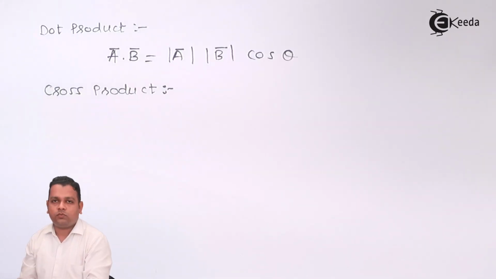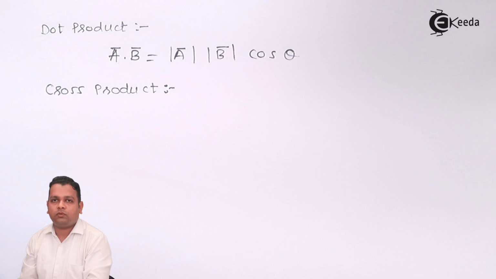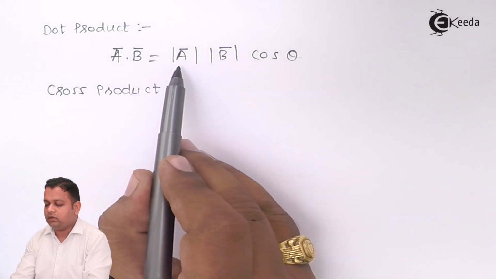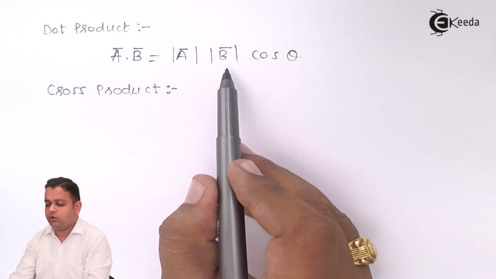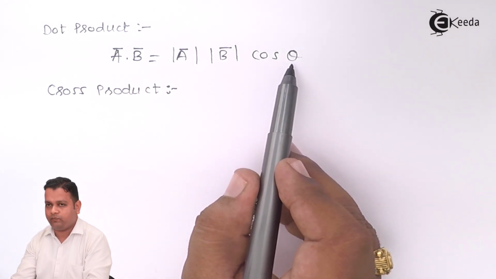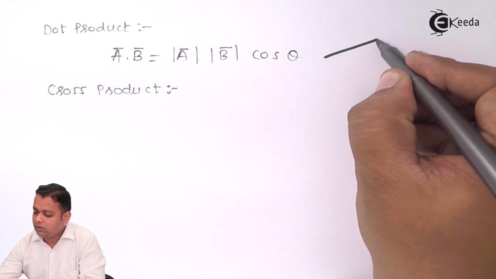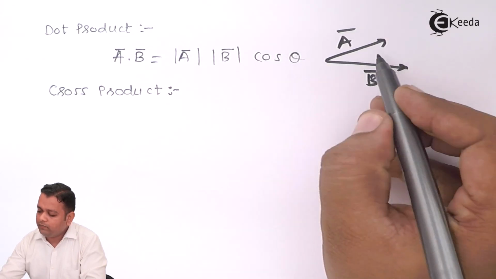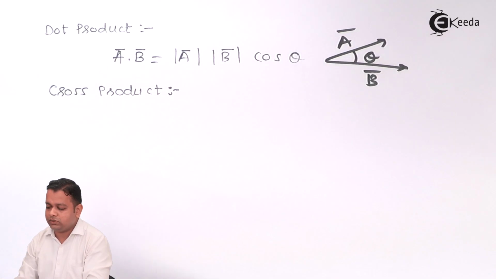We have seen dot product, which is called the scalar product of the two vectors, represented by a bar dot b bar, for example. So a bar dot b bar is nothing but magnitude of a bar into magnitude of b bar into cosine of smaller angle theta between them. So here a bar, b bar and angle theta we have discussed.